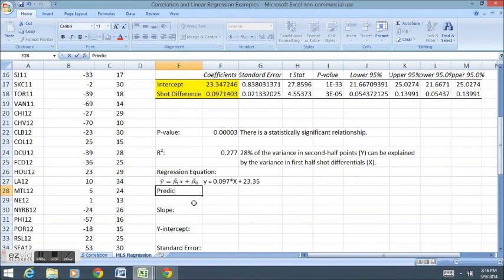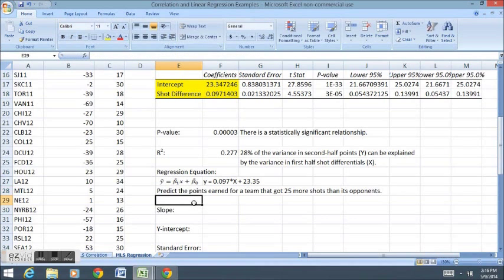I might ask you to, for instance, predict the points earned for a team that got 25 more shots than its opponents. Here's how you would do that. You would say that y equals, and then you use your slope, 0.097, times 25 shots, that's our x value, plus 23.35. Now, Excel doesn't know you want to add this up, but at the very least, this is how you do it on a test.